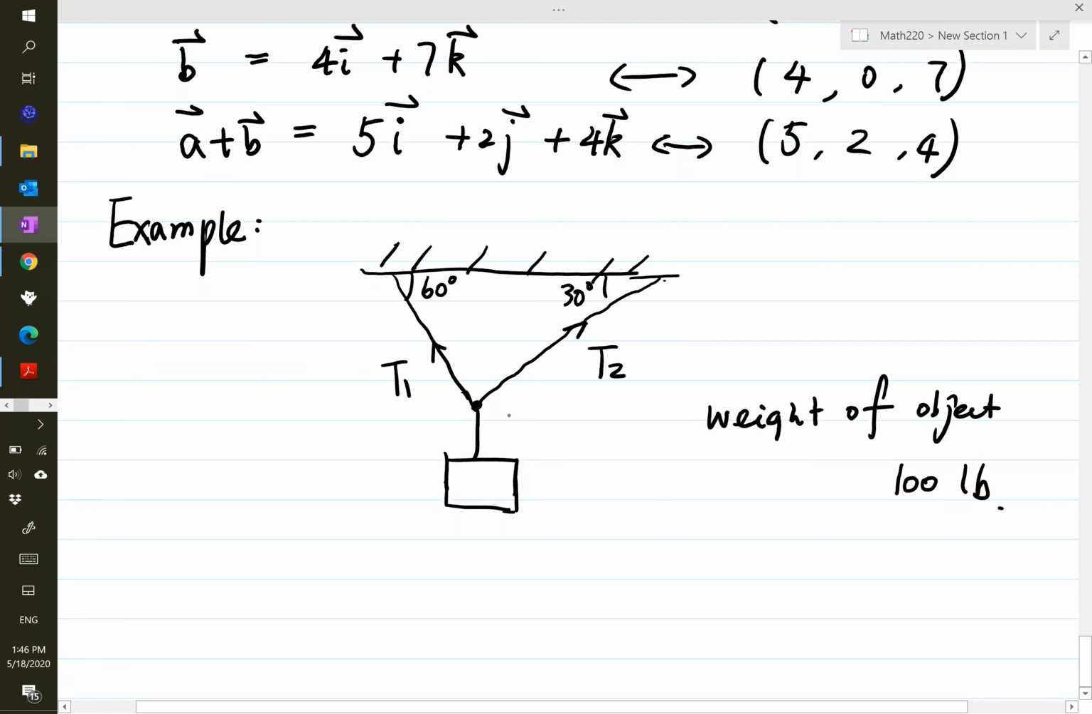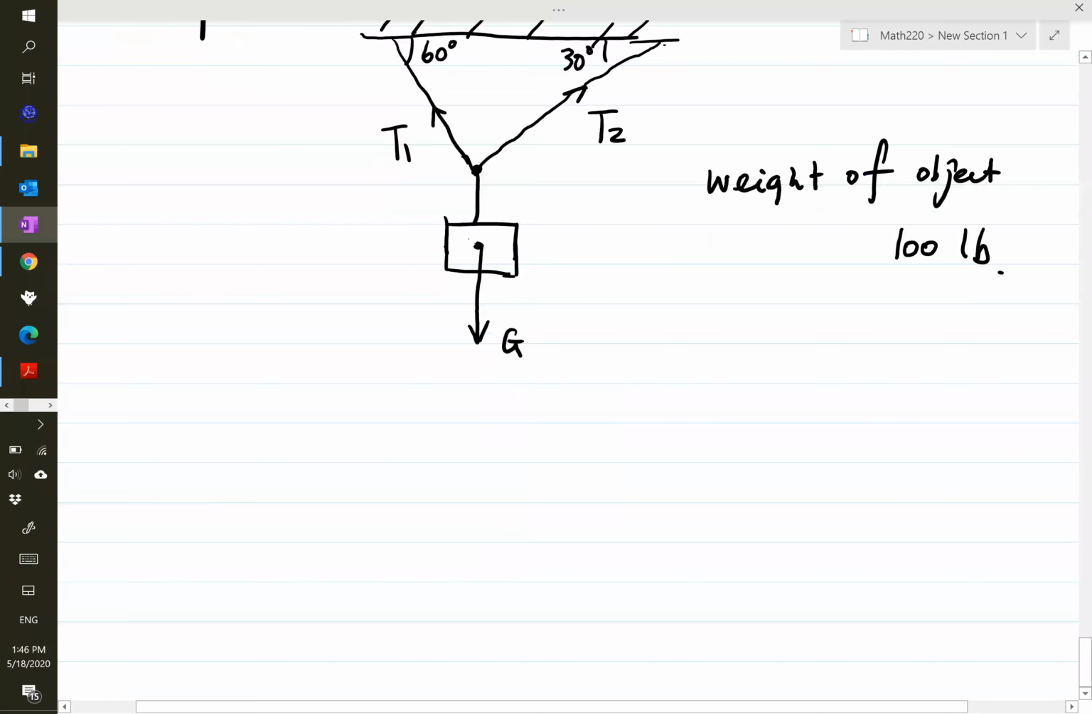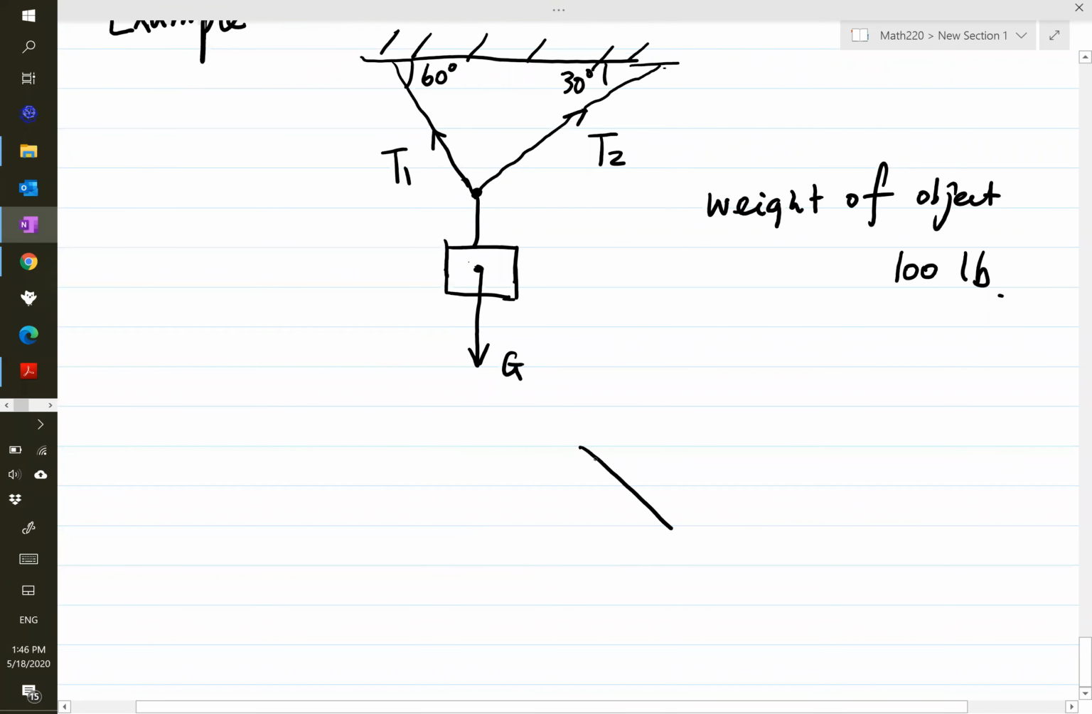Here we have another force, the weight, which we just take as 100 pounds. To be more precise, we should use Newtons as the unit for force, but here we just use pounds. If this is in equilibrium, find T1 and T2. We use vectors, component-wise.